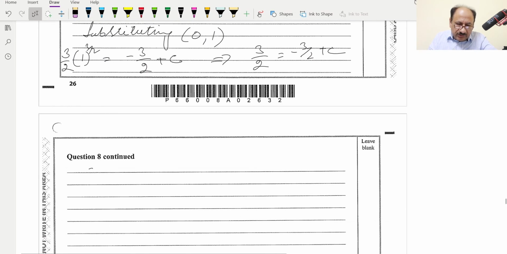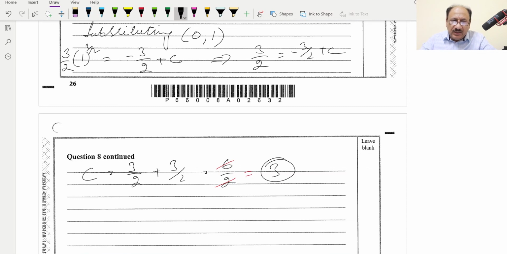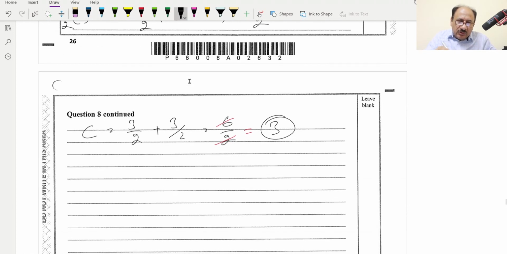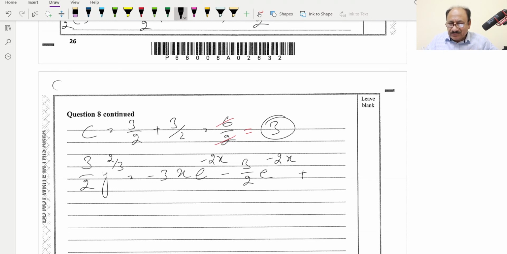we can write over here. The c value will be equal to 3 by 2 plus 3 by 2, which is equal to 6 by 2, and after cancellation we can write the c value as 3, and this c value we will be replacing in the equation. So the equation is 3 by 2 y raised to the power 2 by 3 is equal to minus 3x e raised to minus 2x, which we have integrated, minus 3 by 2 e raised to the power minus 2x, and plus the constant c, which will be 3 over here.